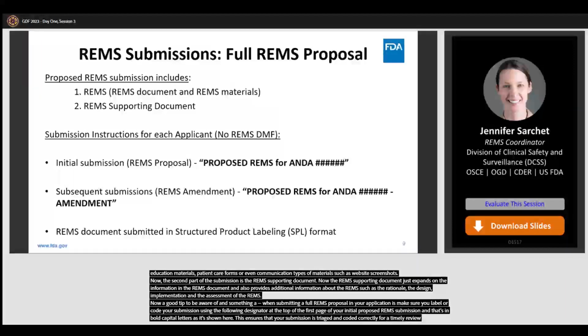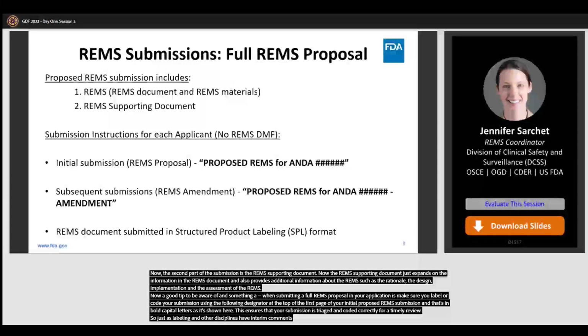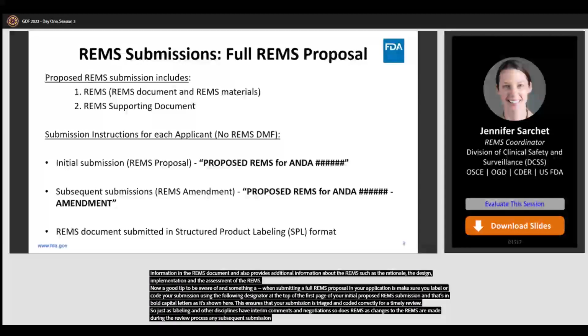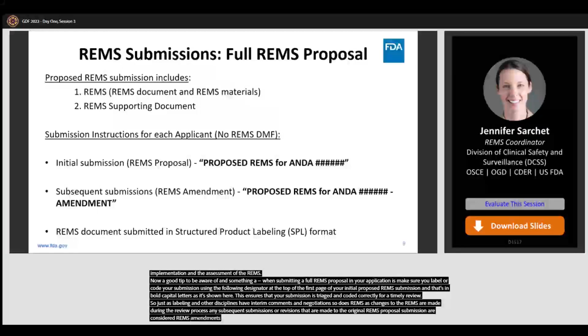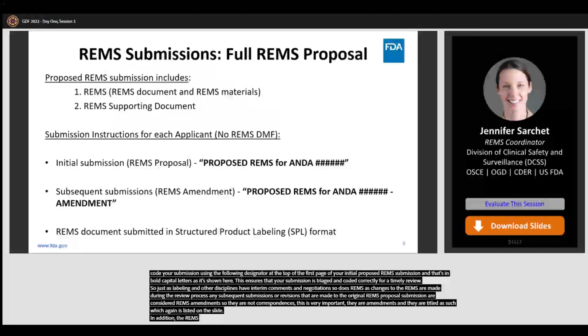So just as labeling and other disciplines have interim comments and negotiations, so does REMS. As changes to the REMS are made during the review process, any subsequent submissions or revisions that are made to the original REMS proposal submission are considered REMS amendments. So they are not correspondences. This is very important. They are amendments, and they're titled as such, which again is listed on the slide. In addition, the REMS document should be submitted in SPL format.